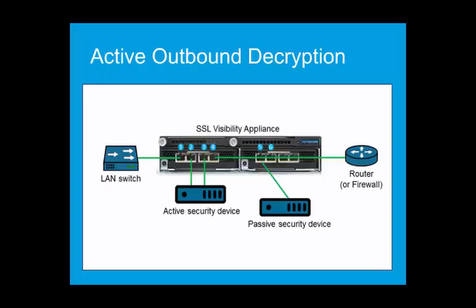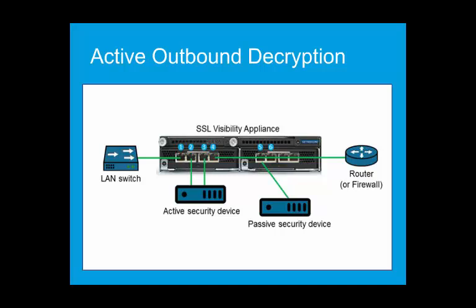In an active inline deployment, the SSL visibility appliance is connected to the network as a bump in the wire, which means it is not an active device itself. It is unnoticed by other devices, although the security device connected to it is active. The SSLv appliance decrypts the SSL traffic and sends it to the security device.